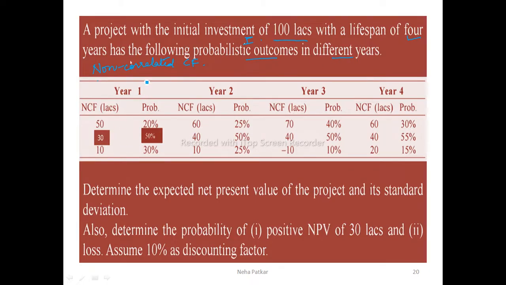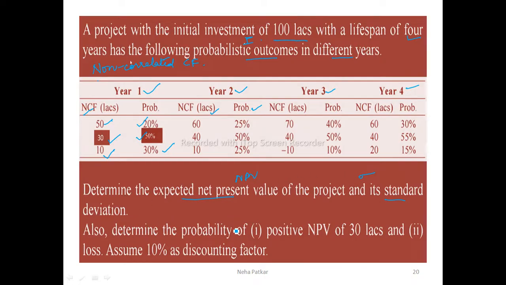Year 1, we have a net cash flow of 50 lakhs with a probability of 20%, 30 lakhs with a probability of 50%, and 10 lakhs with a probability of 30%. Similarly, net cash flows and probabilities are given for year 2, year 3 and year 4. Now we need to determine the expected NPV and standard deviation.